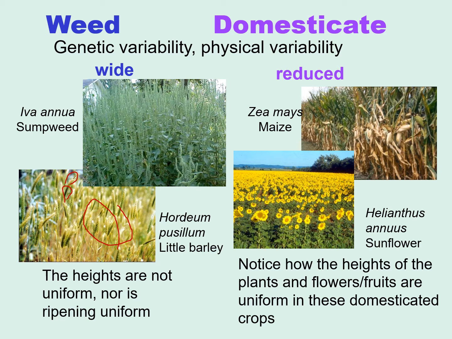Whereas over here in the two domesticated plants shown in the pictures, not only are they all ripe at the same time, but look at the maize. All the ears are at the same height, and so they've been bred to be harvested by machines.